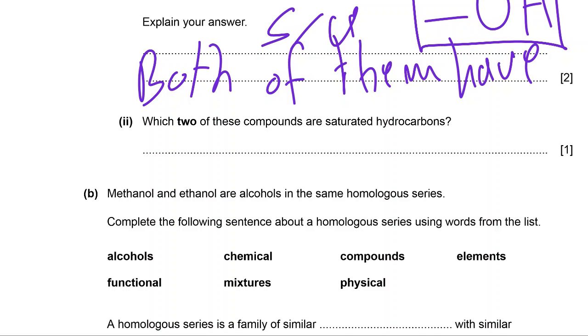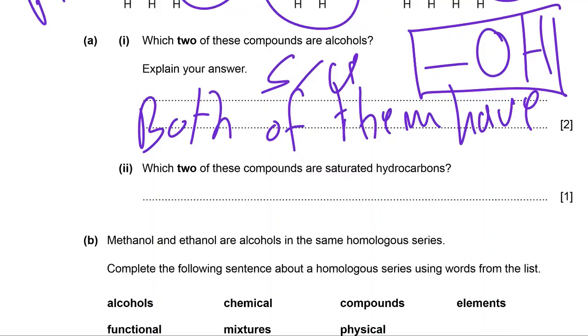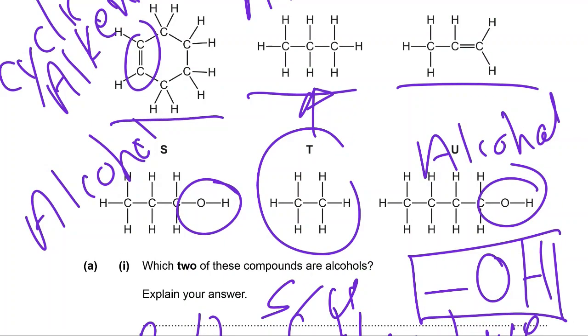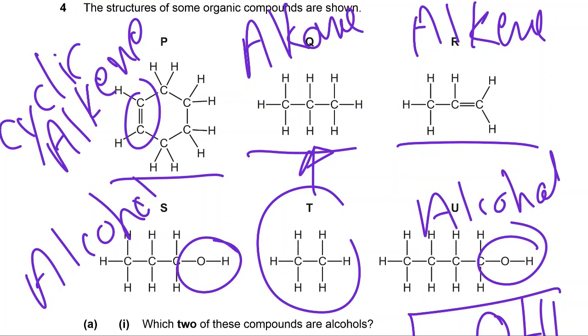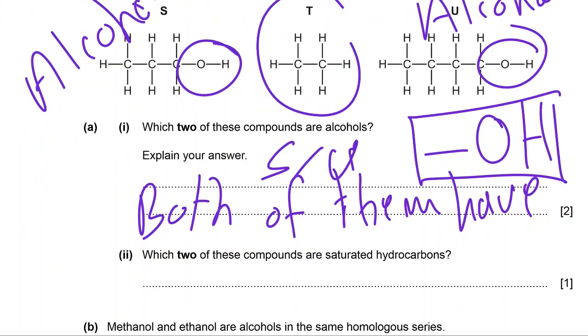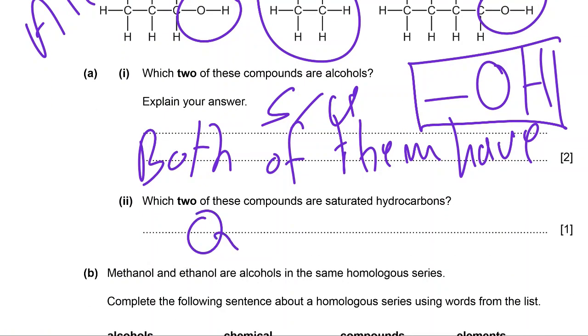Which two of these compounds are saturated hydrocarbons? Saturated hydrocarbons, which are alkanes, are Q and T.